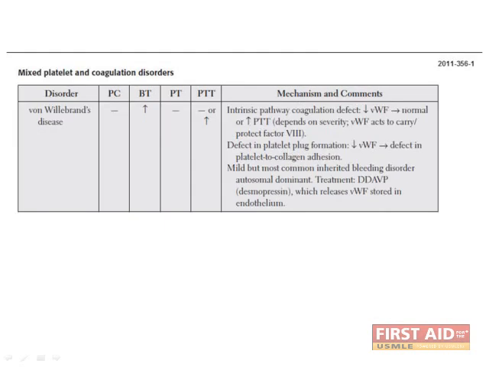These next diseases are a combination of platelet and coagulation disorders. Von Willebrand disease is the most common inherited bleeding disorder, and is an autosomal dominant deficiency of von Willebrand factor. Since von Willebrand factor carries factor 8, this can cause increased PTT. It also prevents platelet plug formation, since von Willebrand factor is required for platelets to adhere to collagen, so bleeding time is increased. It can be treated with desmopressin, which releases von Willebrand factor which is stored in the endothelium.